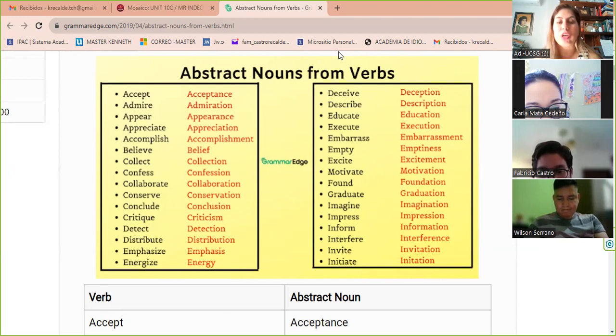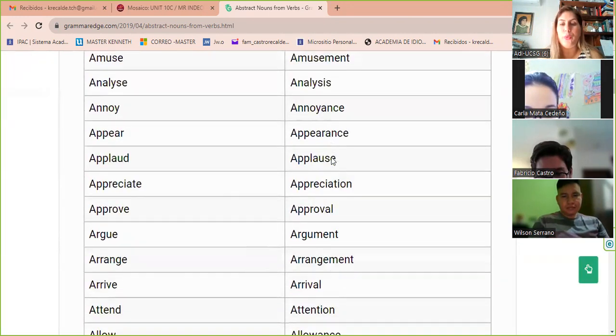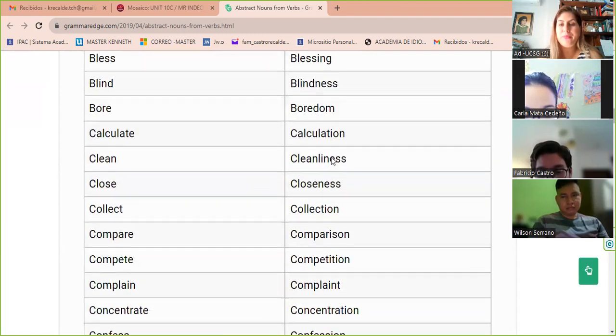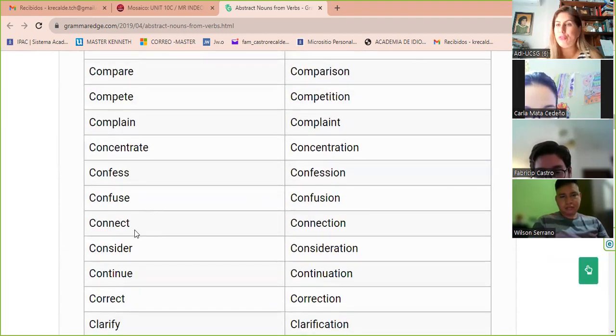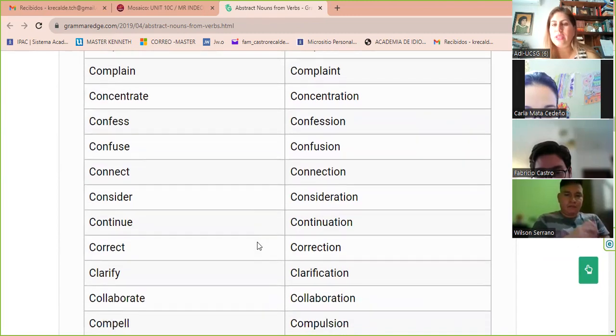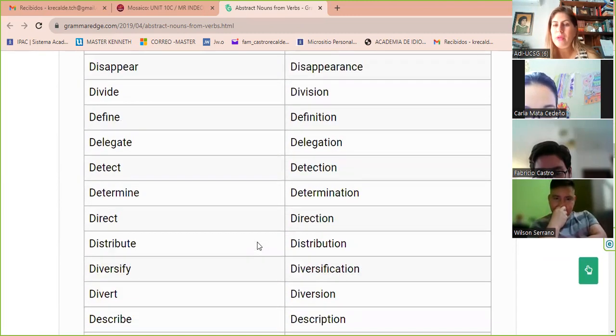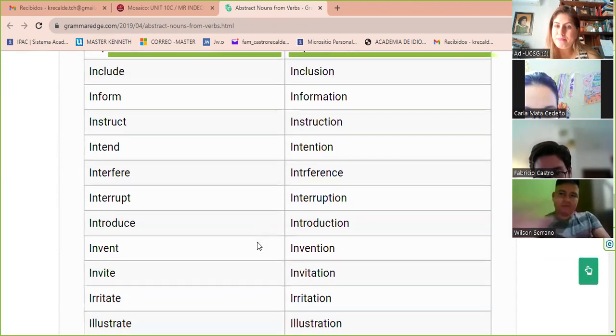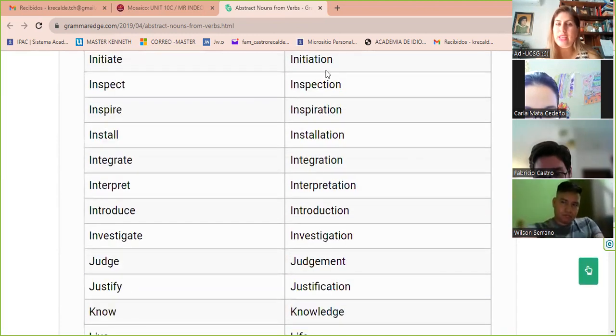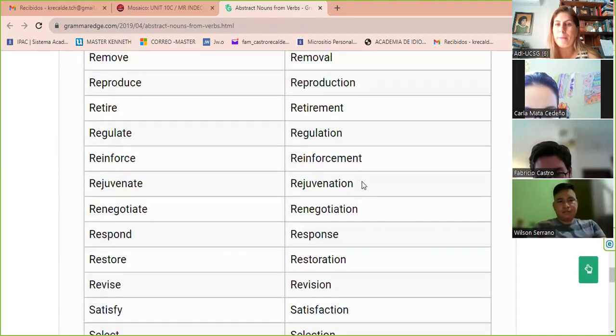Conserve, conservation. Conclude, conclusion. Critique, criticism. Detect, detection. Distribute, distribution. Emphasize, emphasis. Energize, energy. Okay? And we have some others here that you can check. All of these are verbs, but if I want to make them nouns, here are the noun forms. So you can review this and be prepared. Okay?